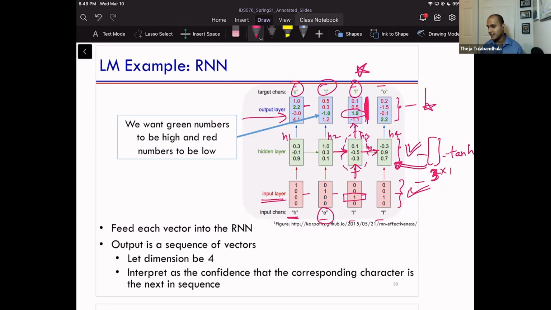So if it's a character, in this case there are 4, so that's why the output size is 4. But in reality, let's say there are 26 characters, then you need to have a 26-dimensional vector. And if you're doing a language model, then the output dimension has to be the number of words in your vocabulary. Okay, so that's the change that you need to make, for example, in question 1.